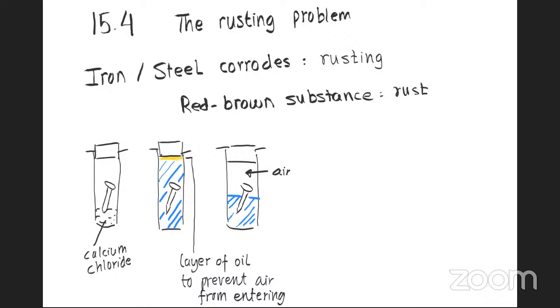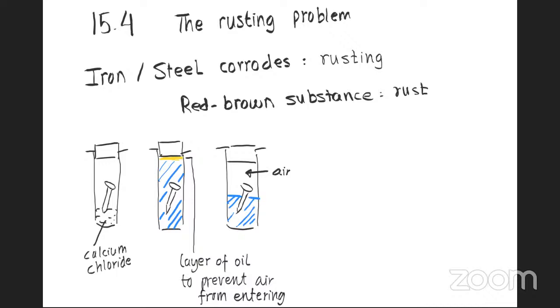So if you leave these test tubes for several days, you will see that the nail from test tube 3 will have rust. Okay, so the nail from test tube 3 will corrode, but the nail from test tube 1 and 2 will not corrode. And that is because in order for rusting to happen, it requires both oxygen and water. If there is oxygen but no water, rusting will not take place. If there is water but no oxygen, rusting will not take place. It will only take place when there is both oxygen and water that is in contact with iron or steel.